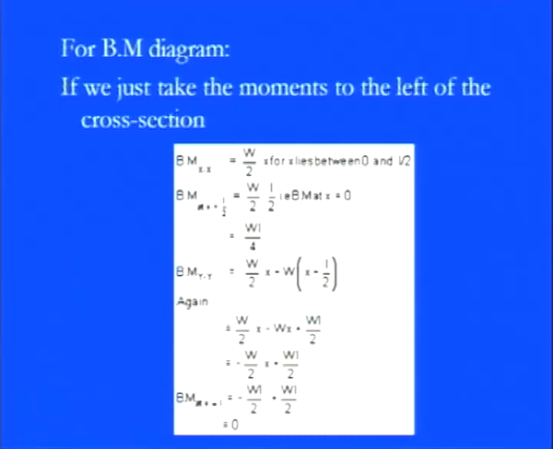W by 2 into x, because it lies between 0 and L by 2. If we start from x equals 0 and go up to x equals L, then we have two different values. The bending moment at x equals 0 will definitely be 0, because it is W by 2 into x, and at L by 2, where the point load is, the bending moment at x equals L by 2 is WL by 4.